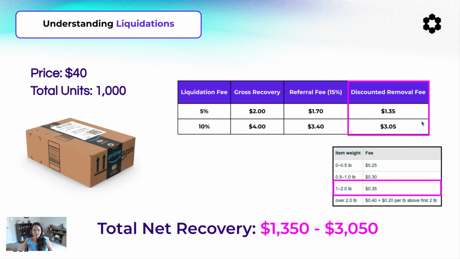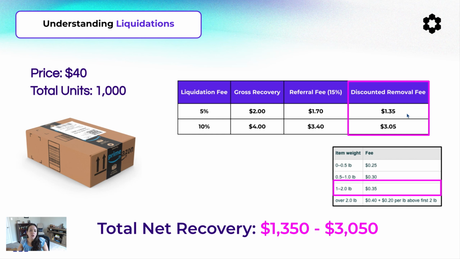Exactly. So real quick, the liquidations aspect, you have the fees between the liquidation costs. You get back between 5 and 10%. So in this scenario, if I had a $40 product, I would get back between $2 and $4 is what the liquidator would pay. And then Amazon will take 15% of that. So now I only have $1.70 or $3.40, right? Depending on if Amazon can get a high or a low recovery.